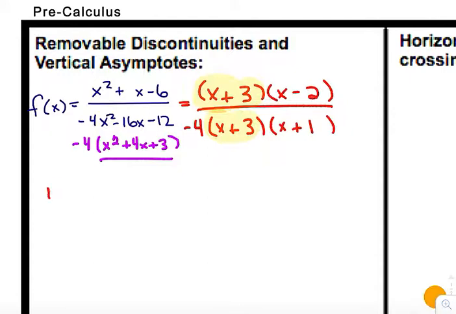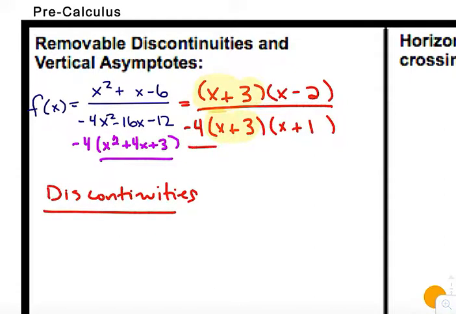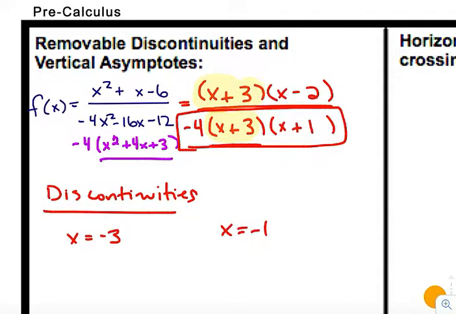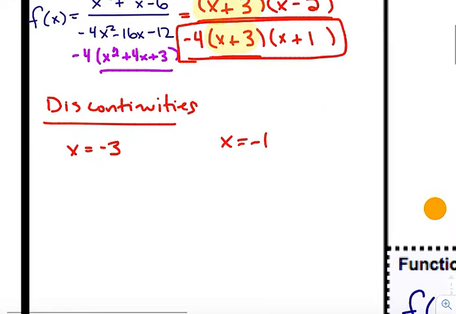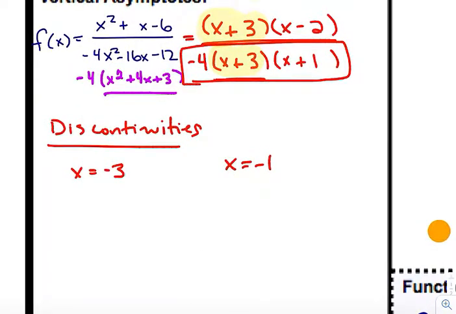The first thing we should do is list our discontinuities. If we look at the bottom of our fraction, we do have two discontinuities that exist no matter what happens with the function, because we have two factors, x plus 3 and x plus 1. One is going to be at -3 because it makes our first term 0, and the other one will be at -1. Now notice I'm listing these as discontinuities very generically because I haven't decided if they're going to be asymptotes or removable, what kind of things they're going to be.